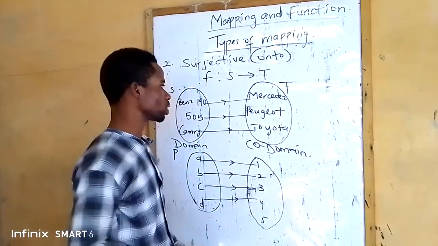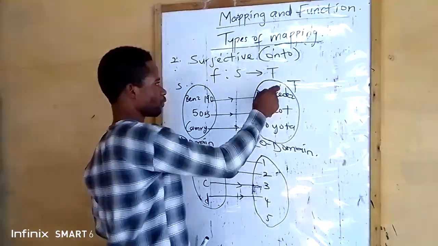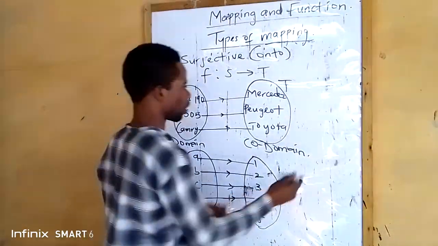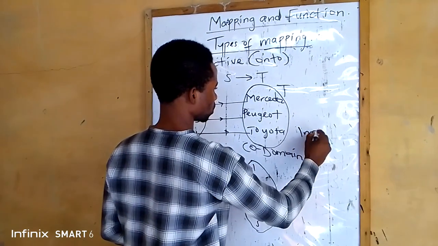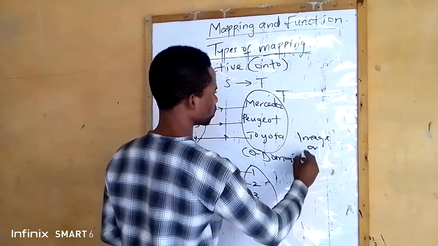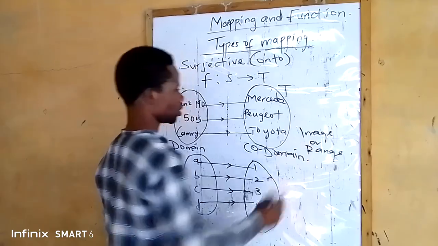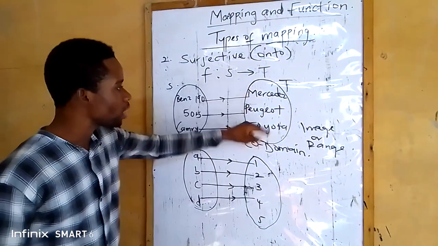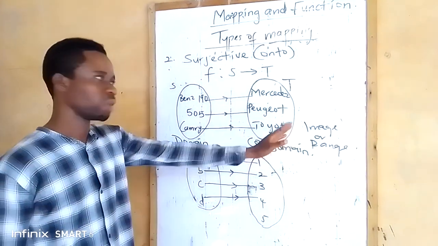What I call image, as I told you, is when all of them are uniquely paired with it. You can also call it the image, or you can also call it the range. All of this must be image or range. That means no element is left out.